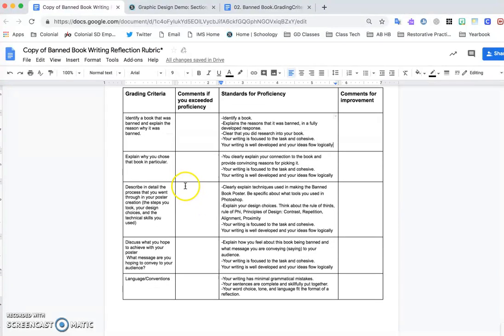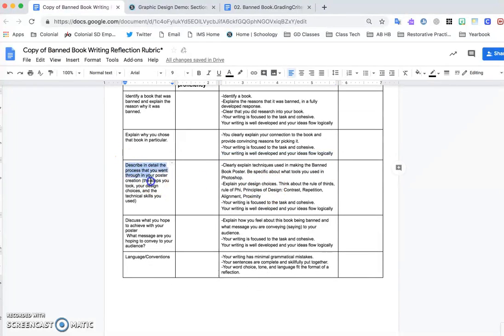Alright, so line 2. This is where you're going to explain why you chose that book in particular. To meet the requirements here, you clearly explain your connection to the book and provide convincing reasons for picking it. Your writing is focused and to the task, and it's also cohesive. Your writing is well developed and your ideas flow logically.